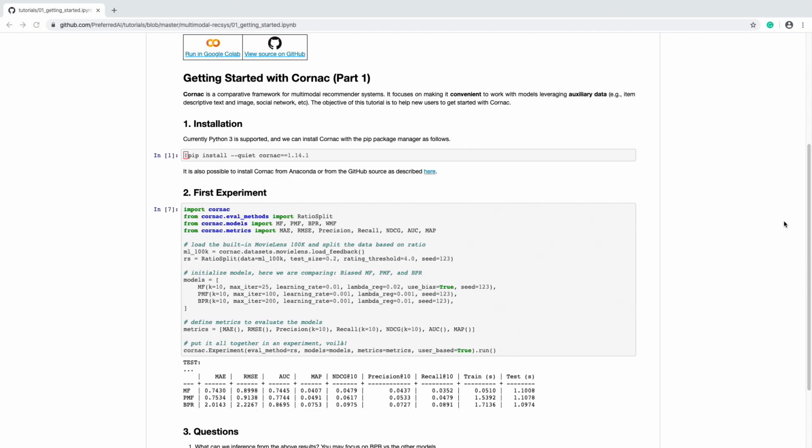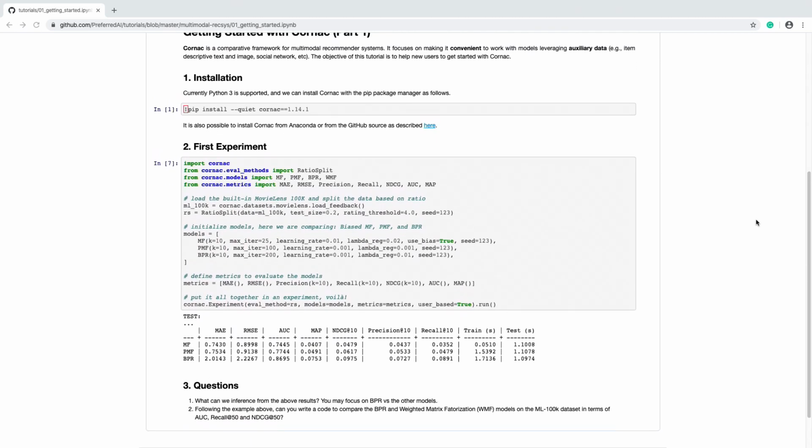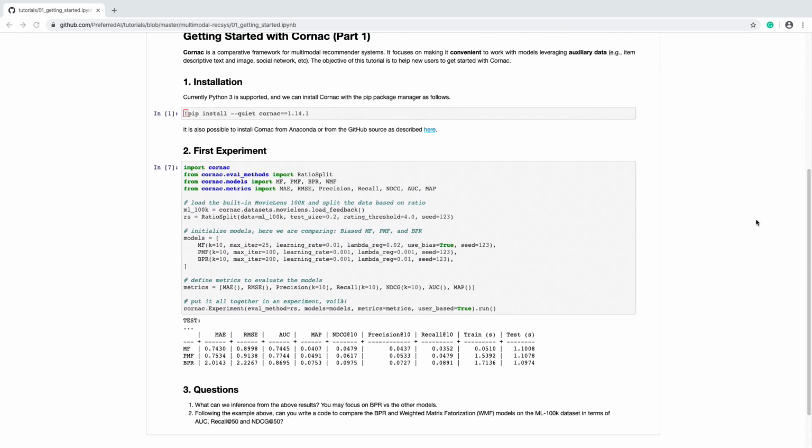Yes, that's a very good question, actually. And this is why we put a question here. So let's visit the first question that I think would answer your question, which is very relevant. The first question was to analyze those results and try to make some inferences based on them. And the hint is to focus on BPR compared to the other models.